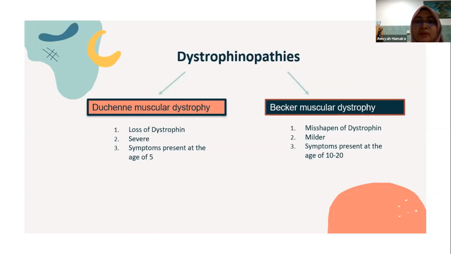So for the dystrophinopathies, as I said earlier, it is divided into two, which are Duchenne muscular dystrophy and Becker muscular dystrophy. For Duchenne muscular dystrophy, it's a total loss of the dystrophin.